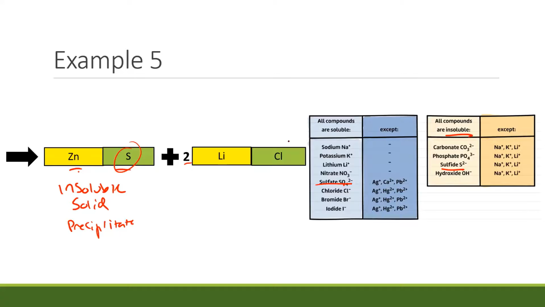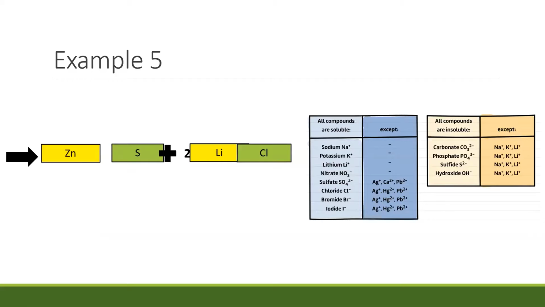Now let's check the other one. Lithium chloride. Chloride is soluble unless bonded to Ag or Pb, but lithium is not one of those, so it is soluble. Or we could completely ignore this. We know that all lithium compounds are soluble, so I don't even need to think about that. I know all lithiums are soluble.